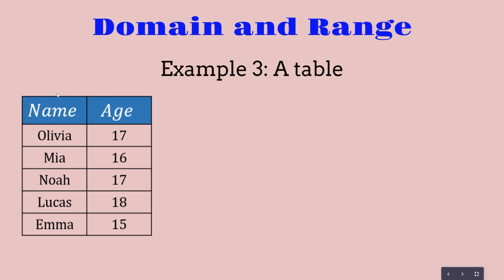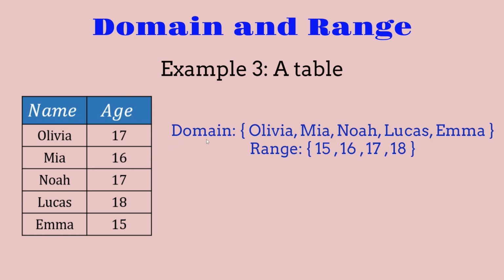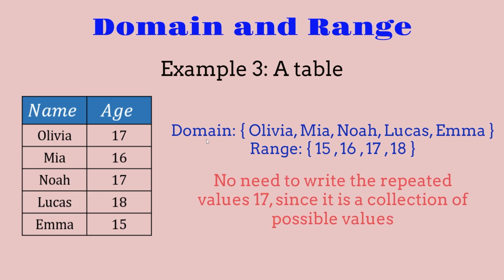So in this case, the domain would be the name. So then we're going to have Olivia, Mia, Noah, Lucas, and Emma in the domain. And in the range, we're going to have 15, then 16, 17, and 18. And we don't count 17 twice. So if we look at the domain, we have Olivia, Mia, Noah, Lucas, Emma, and for the range we have 15, 16, 17, and 18. And once again, we don't have to write 17 twice.